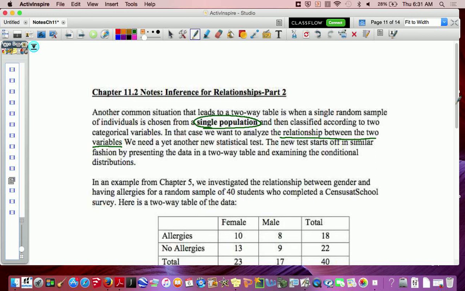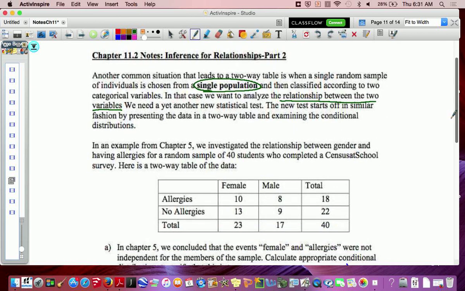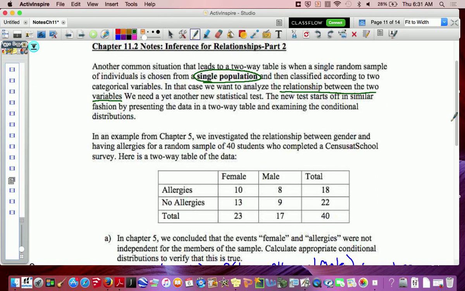All right, so in this first example, I'm actually referring back to something we did back in Chapter 5. We were taking a look at the relationship between gender and whether or not you had allergies. So we collected some data from 40 students. And back in Chapter 5, we concluded that the events female and allergies were not independent for members of this particular sample. So what we want to do is just show you and relive again why this is the case.